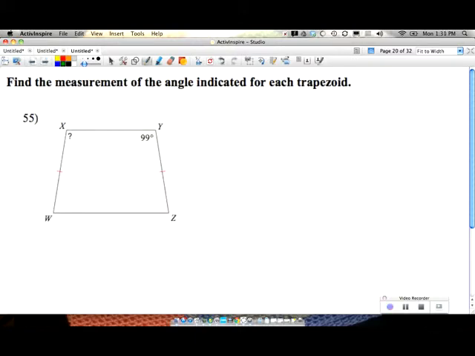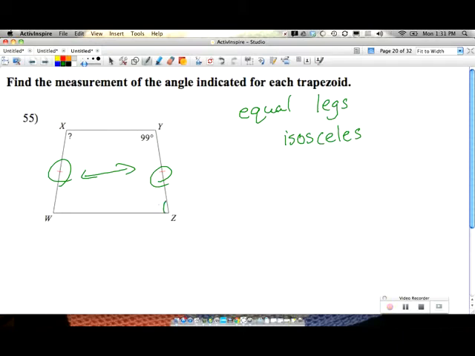Next to this one. Okay, so find the measure of the angle indicated for the trapezoid. Notice that not only is this a trapezoid, but it's got a couple of other markings here. It's got equal legs. And if it has equal legs, or congruent legs, I guess you could call it, then that means that it's going to be isosceles. And if it's isosceles, it's symmetrical in a lot of ways. In other words, angle Z and angle W are going to be equal, and so are X and Y.